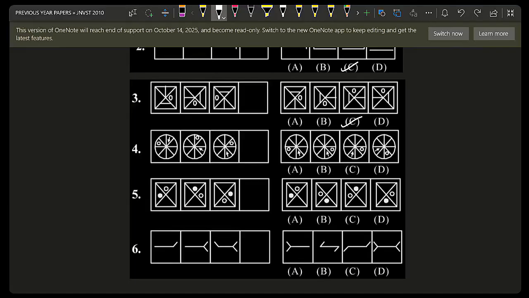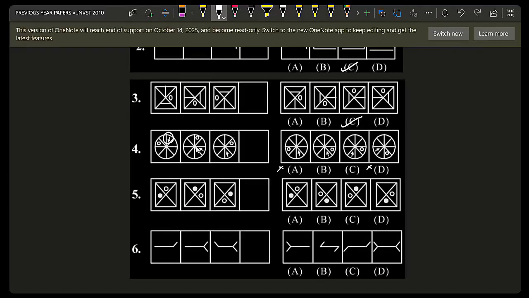So this is the correct position. This is the correct position. So B and C may be anyone correct. So A eliminated and D eliminated. Okay. Now let us look at the arrow mark.